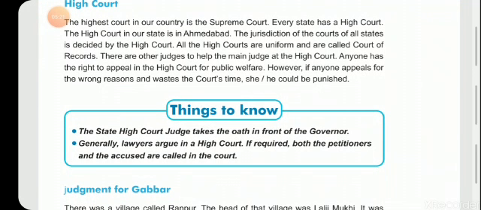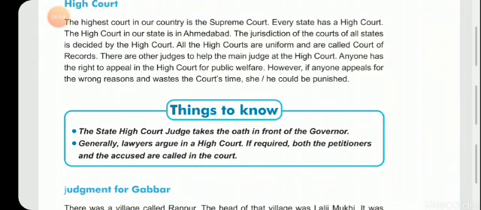Now they are saying that every country has a highest justice-giving center, that is the Supreme Court. But every state also has a High Court, and the High Court of Gujarat is in Ahmedabad. The jurisdiction of the courts of all the states is decided by the High Court. So if it is in Gujarat, the district court and the Taluka court jurisdiction is decided by the High Court. Jurisdiction means what? Area of working. All the High Courts are uniform and are called the Court of Records.